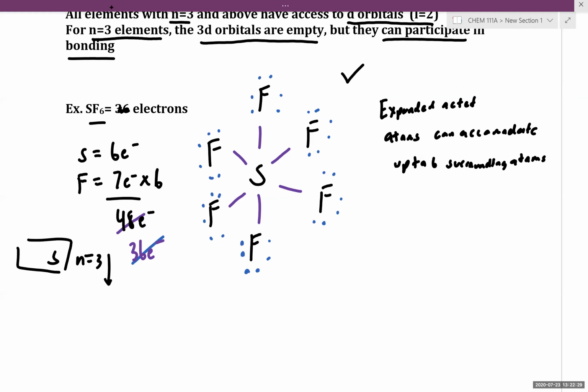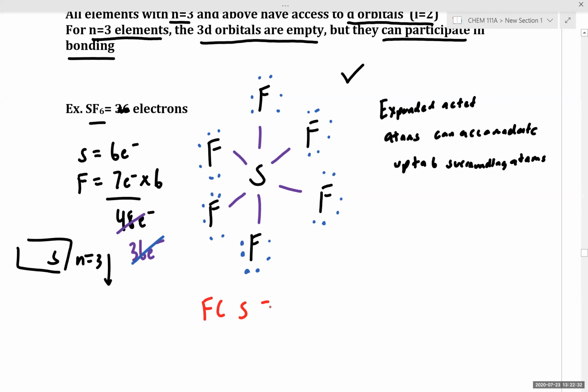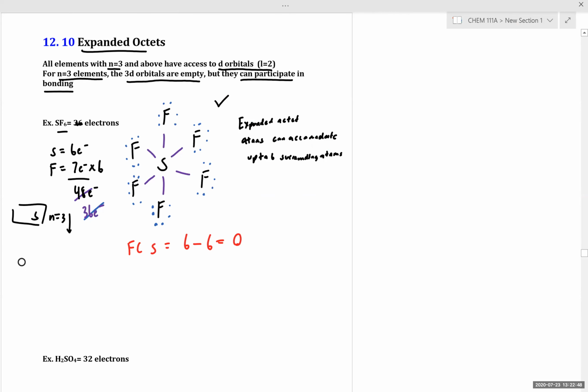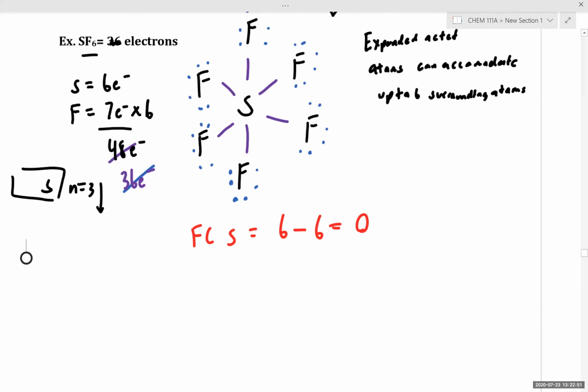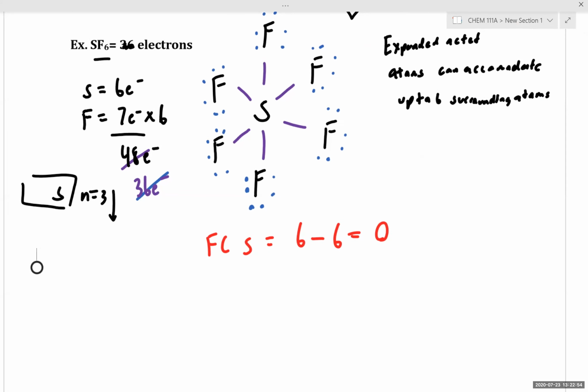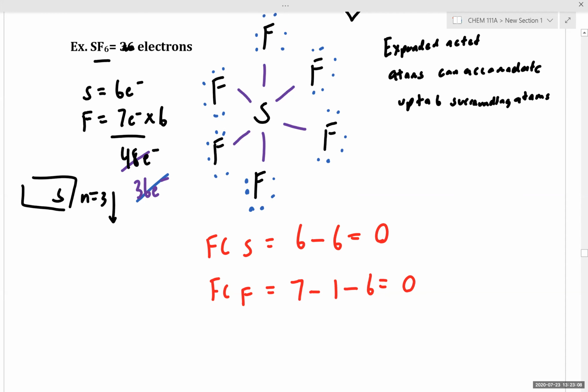Let's do a quick calculation for the formal charge of sulfur, and that really can help us understand why we can see expanded octet arrangements. So the formal charge of sulfur, we have a group number of 6, we form 6 bonds. That gives us a formal charge of sulfur of 0. Okay, let's look at the formal charge of fluorine. We have a group number of 7. We form 1 bond and we have 6 lone pair electrons. That gives us a formal charge of 0.